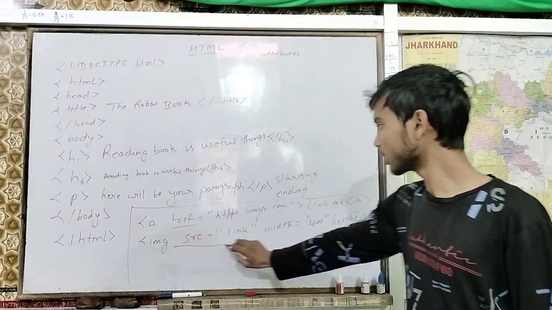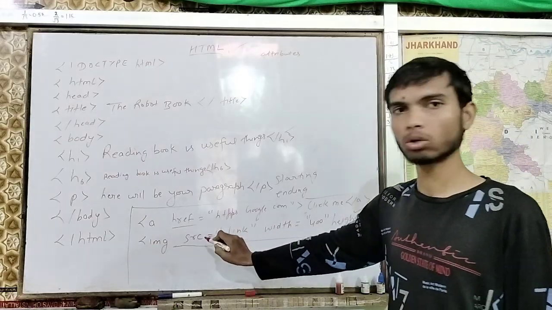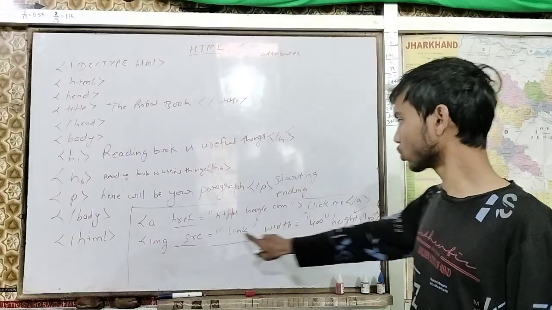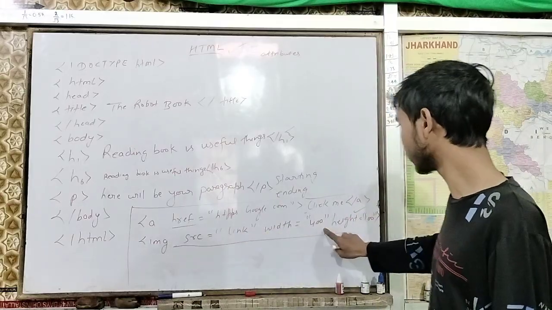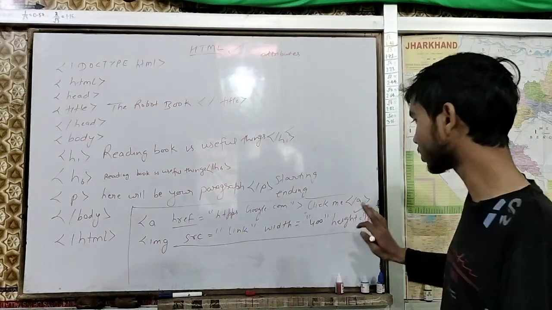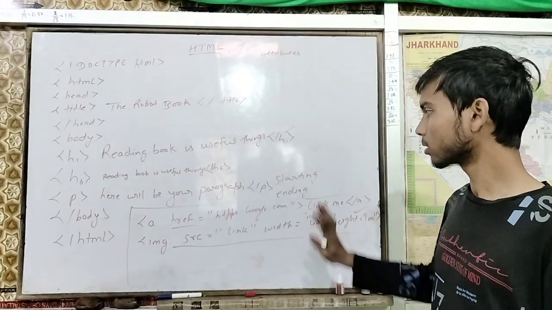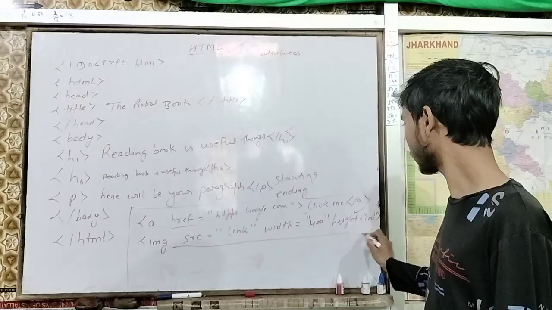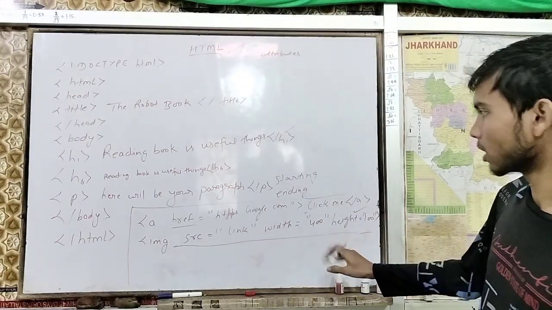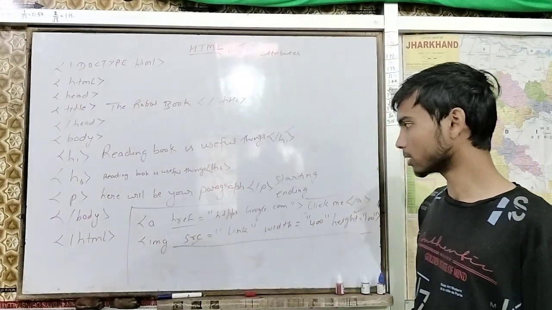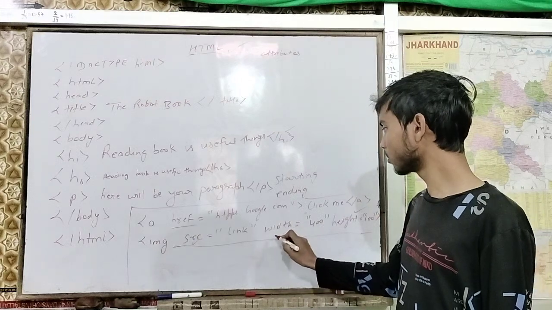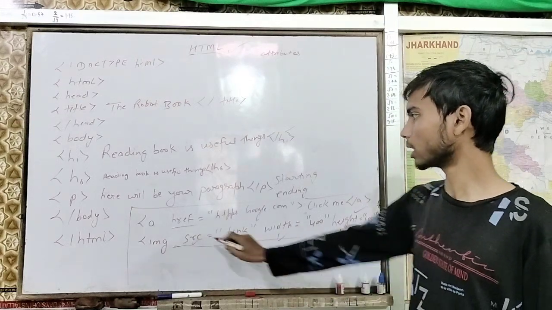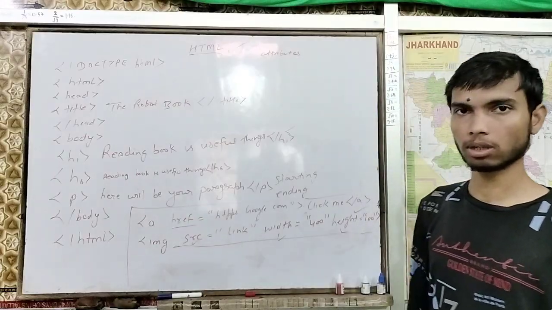Here, this HTML is understanding that the source of our image is this, the width of this image should be this much, and the height of this image should be this much. Okay, this is what our HTML is understanding. So here, this src is our attribute, and this width is also our attribute. This height is also our attribute. href is also our attribute.